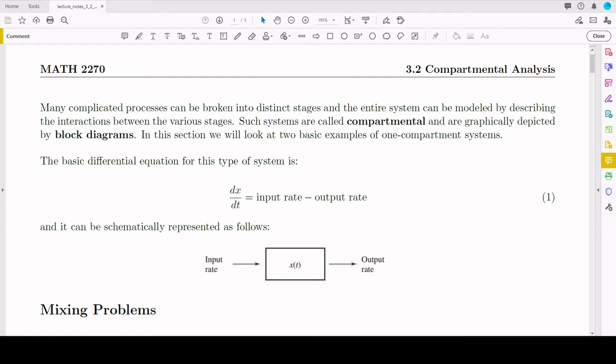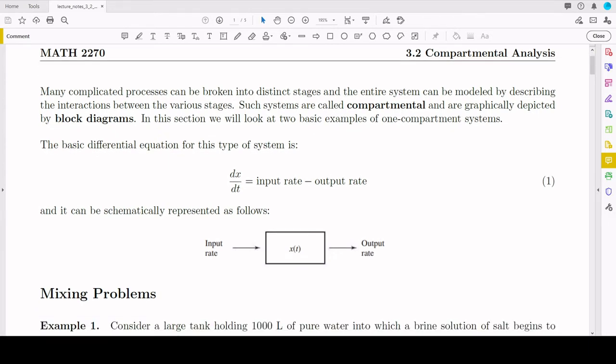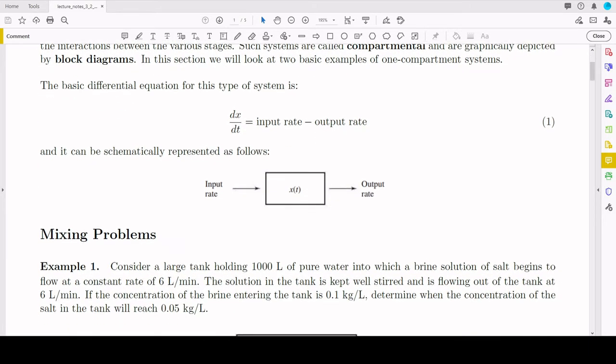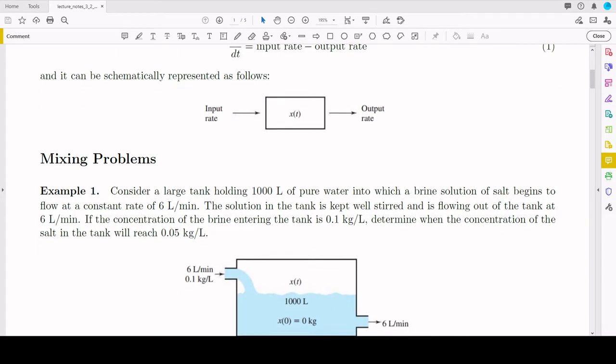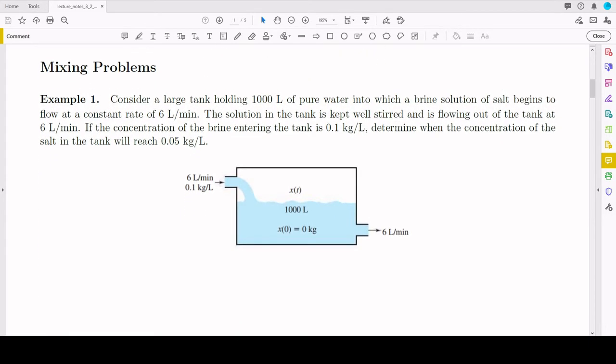And the basic differential equation for this type of system is dx/dt is the input rate minus the output rate, and it can be schematically represented as follows. We have some kind of quantity, there's stuff coming in, and there's stuff leaving. So one such example is a mixing problem, and we'll do an example here.